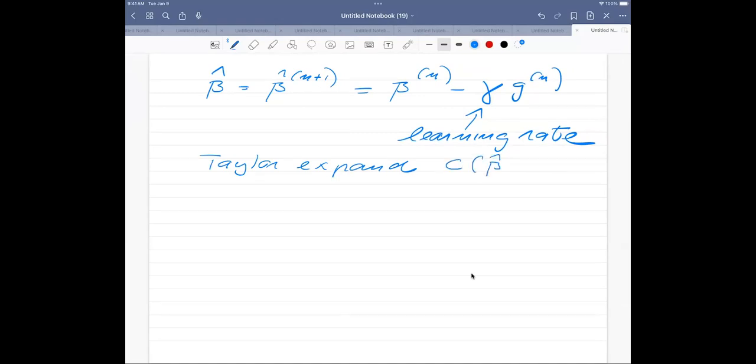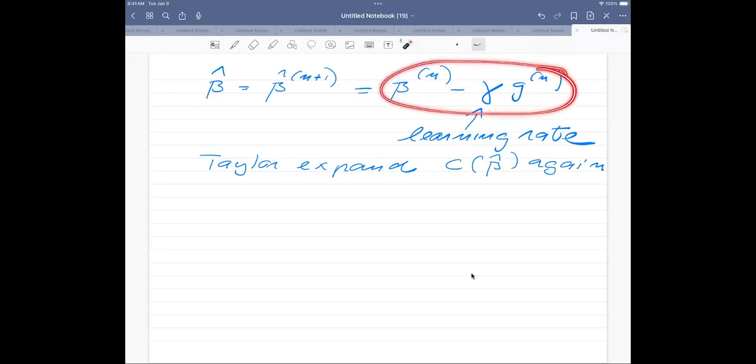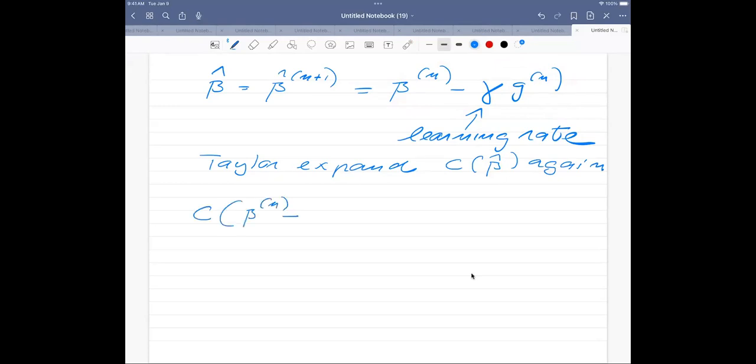C of beta again. So what I'm going to do now is simply to expand around this value which you see here. So I'm going to calculate this C of beta of n. And you will see in a few moments why this is interesting. And this gives me now C of beta of n.